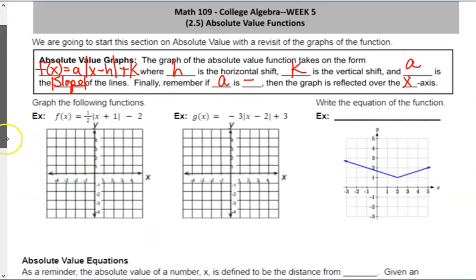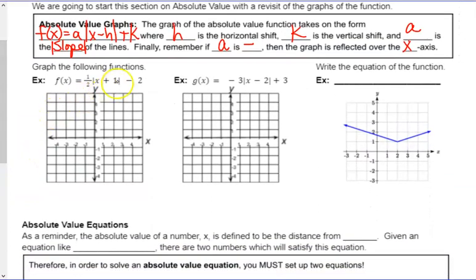So look at this first example. I have plus 1, the opposite of that, which means not going positive 1, I'm going negative 1 on the x-axis. So that means I'm going to the left by 1. This is your vertical shift, so we're going to take that same sign. That means we're going to go down by 2. And we have a 1/2 out front that's positive.